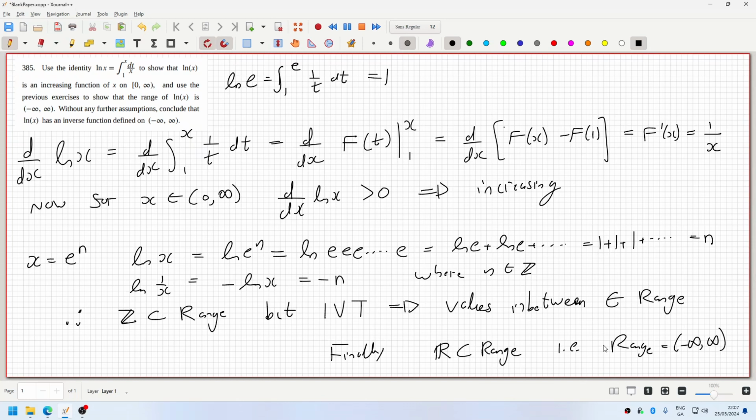Yeah, without any further assumption, conclude that log x has an inverse function defined on that. Well, that's just the conclusion from establishing what the range is, and it's increasing. So if it's increasing, that implies it's injective, and the range is all the real numbers. So if you put them together, then it has an inverse. Whew.